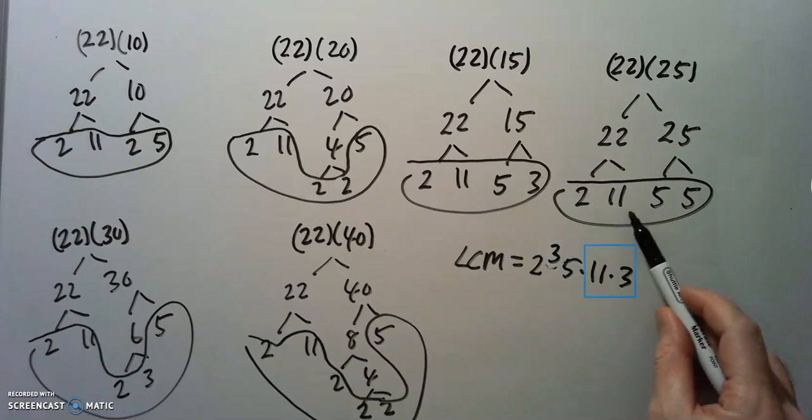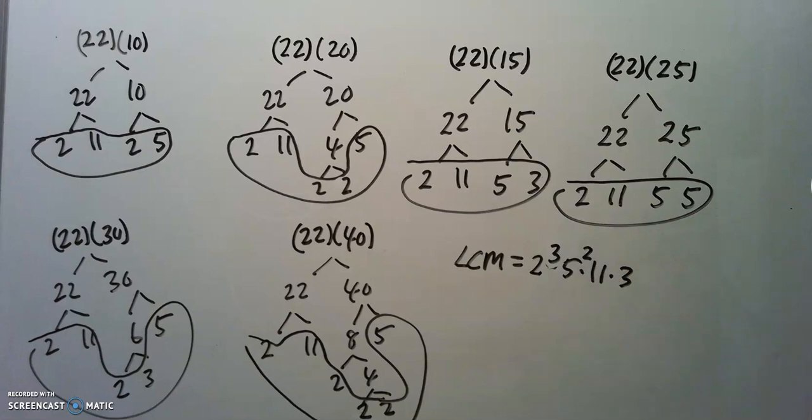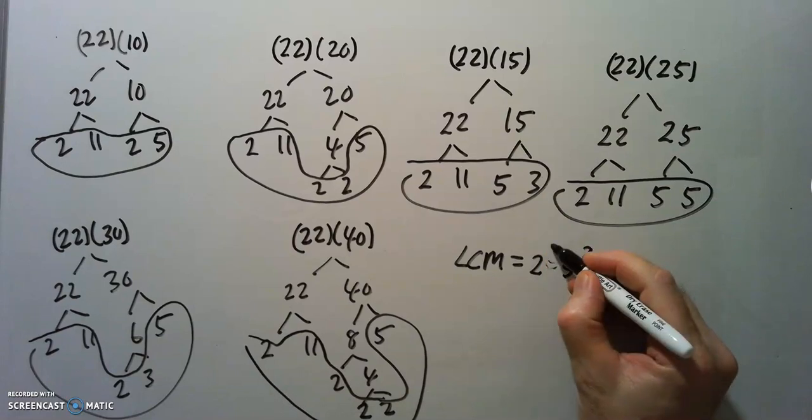This has 2, 11, 5, and 5, so I need 2 5's, so I need to put a square on that one. Over here, this has 2 2's, 3, 5, 11, and 5. We got everything there. This has 1, 2, 3, 4 2's. So let's be 4 up here.